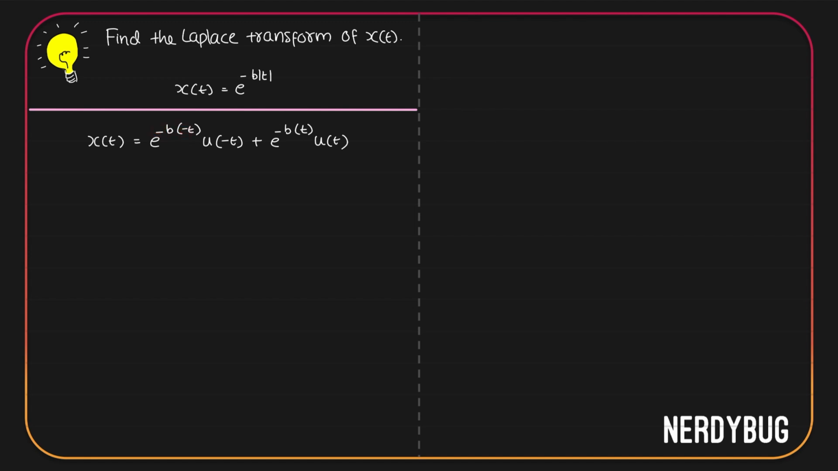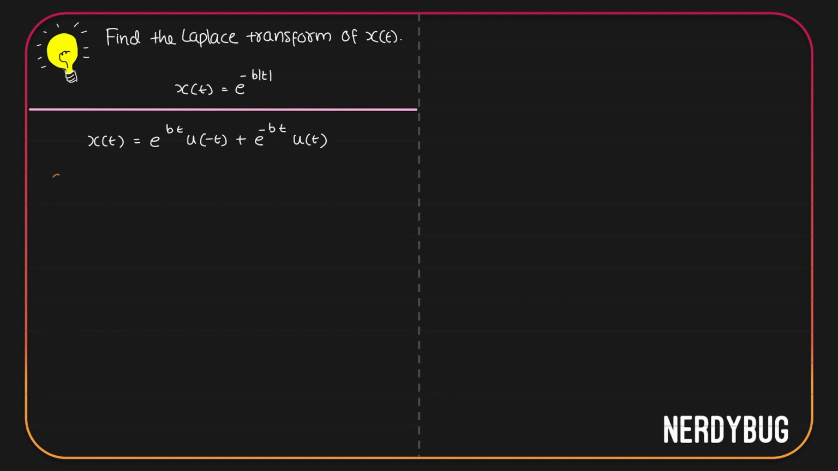Minus b into minus t is bt. So our signal becomes e raised to bt u(minus t) plus e raised to minus bt u(t). The first part, e raised to bt u(minus t), has u(minus t) in it, so it extends from 0 to minus infinity. The second part, e raised to minus bt u(t), has u(t) in it. It extends from 0 to plus infinity. In short, x(t) extends from minus infinity to plus infinity. So it is a double-sided signal.